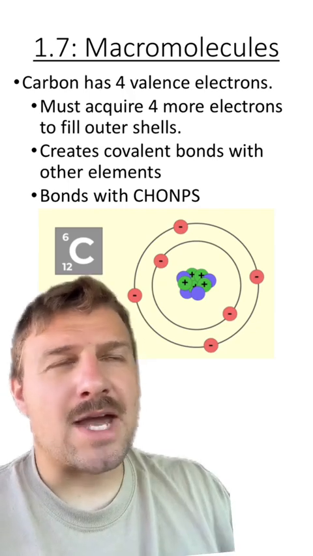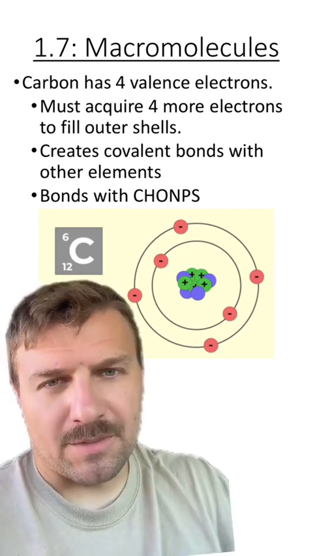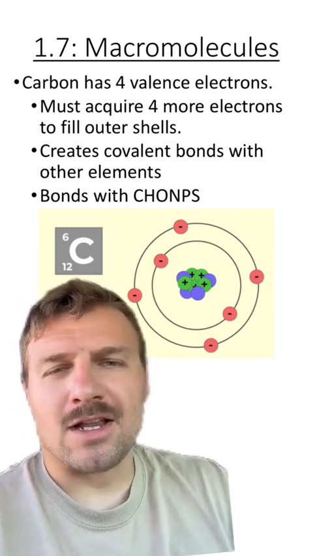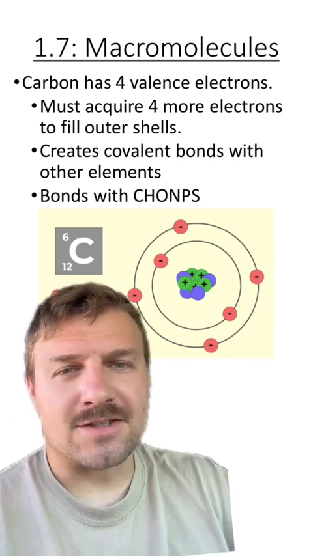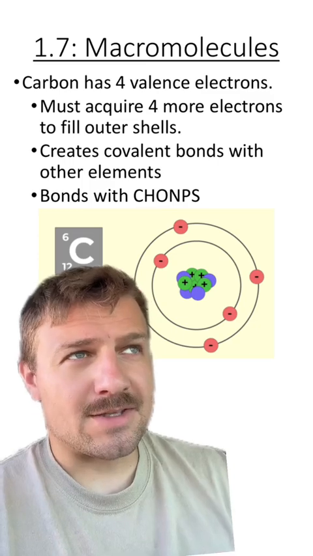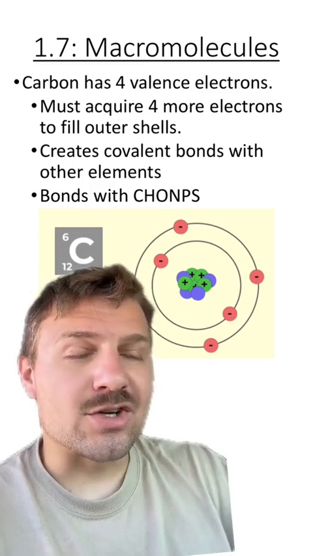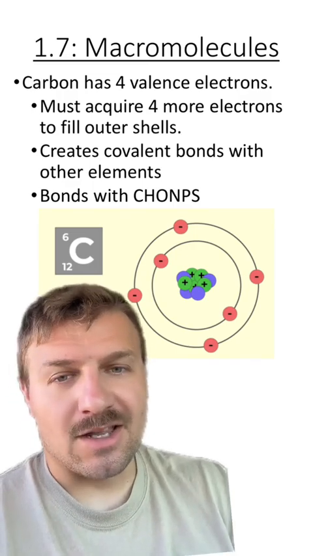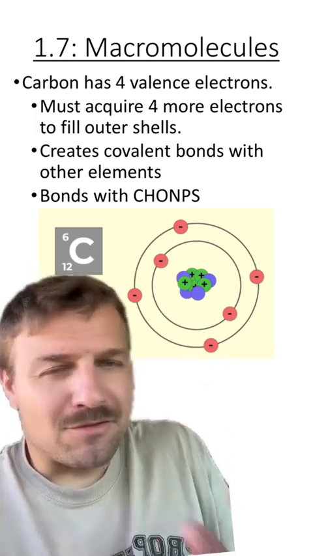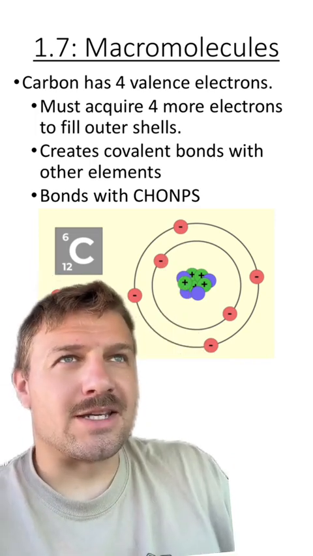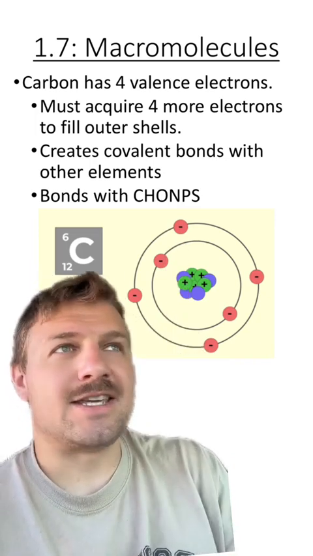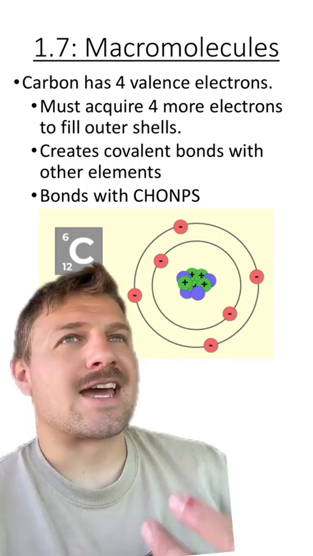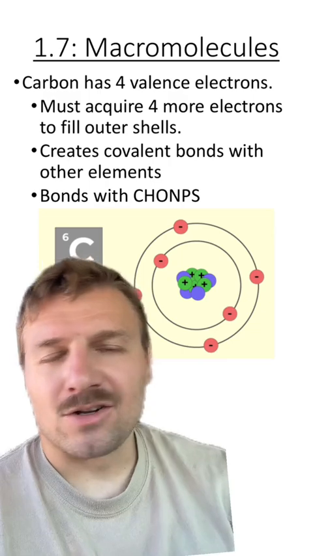Now, all of these macromolecules are going to contain carbon. Carbon is a versatile element since it contains 4 valence electrons. This means it must obtain 4 other electrons to fill its outer shell. So it's going to create a lot of covalent bonds with other elements, mainly the ones we talked about before. I always like to say that carbon is the element of life because it is just the basis and kind of the framework that we make our macromolecules around.